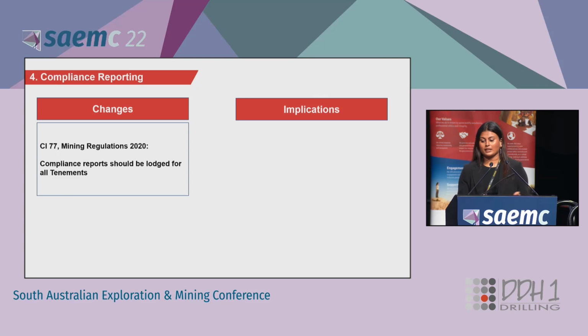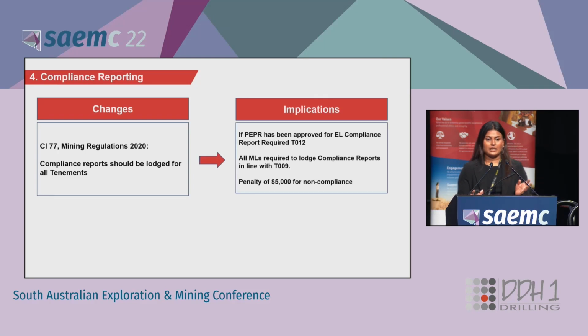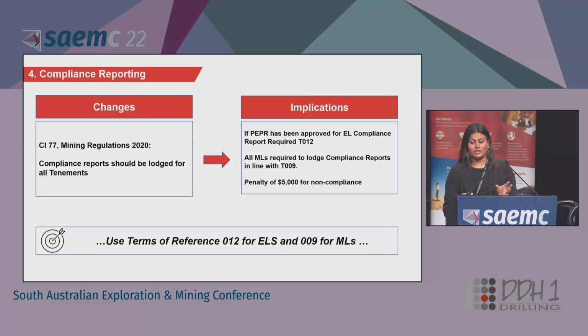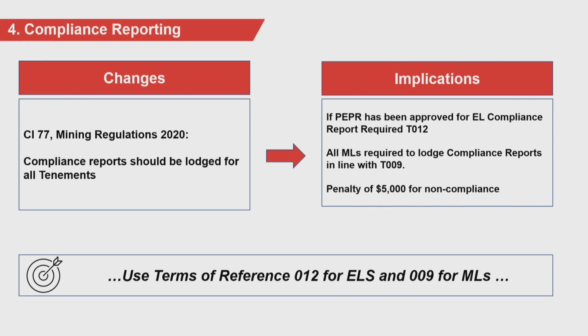Next, we have compliance reporting. Clause 77 of the mining regulations brought in that compliance reports need to be lodged for all your tenements. So if you've got an EPEP approved for your ELs, you need to lodge a compliance report, and where you weren't lodging compliance reports for your mining leases, you need to make sure you're doing that as well. So the top tip for this is to make sure you're using those terms of reference from the department's website, 12 for ELs specifically and 9 for MLs.